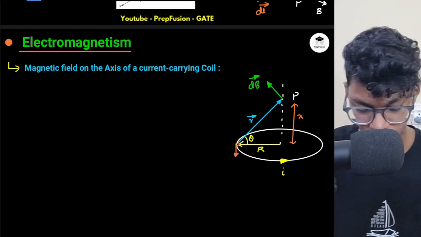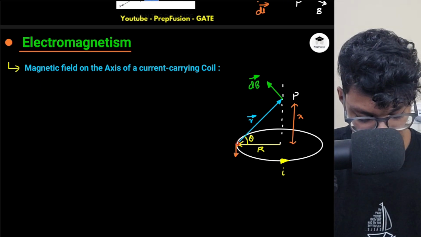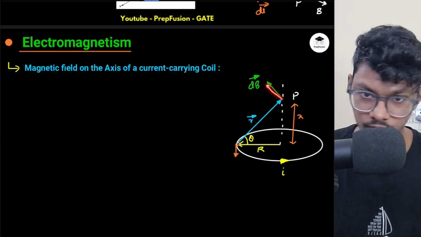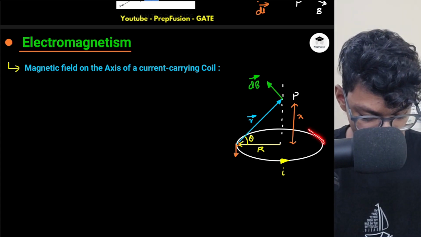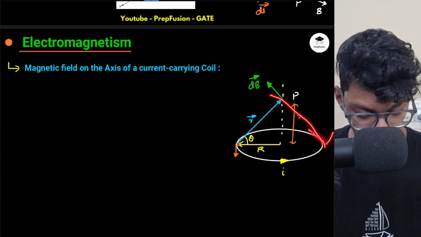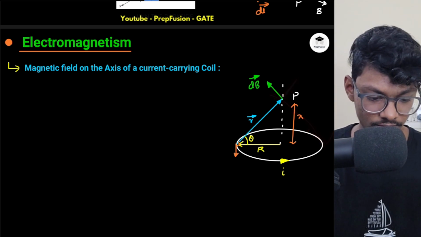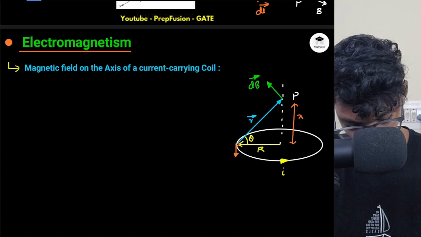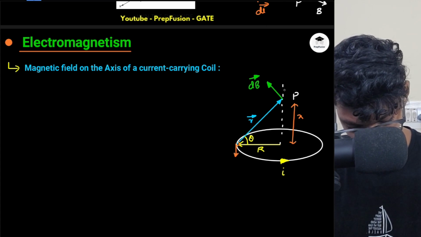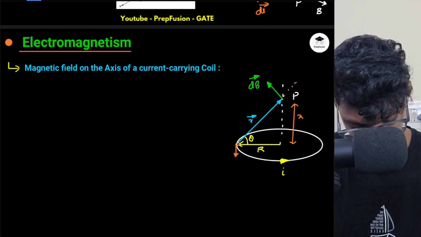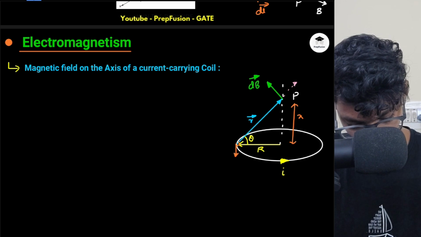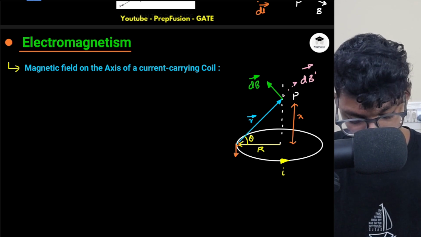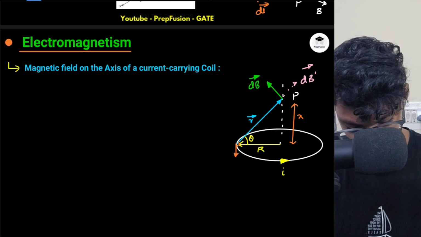Like here also I have shown you the same visualization. The magnetic field due to this: if I do dL cross r, I will get a vector that is perpendicular to both of these. Now here also, if I do the same dL cross r, what will happen? I will get a vector here, and this will be dB dash. And this angle is theta, correct?